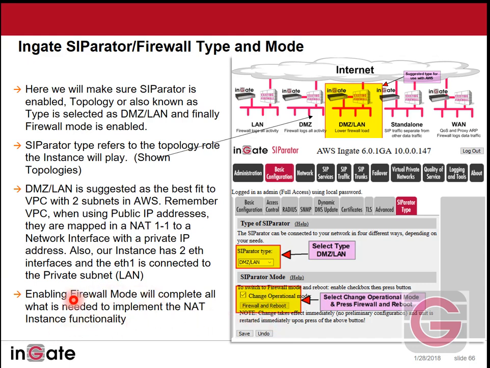So this is the last step, when you're using firewall and reboot and changing the mode to firewall mode. That doesn't mean that you are losing any functionality on the SIP side of the SIParator mode. The firewall mode is an extended SIParator with additional firewall functionalities. This is the very last step needed to complete what we said in a previous session, to use the SIParator as the NAT instance inside the private subnet.